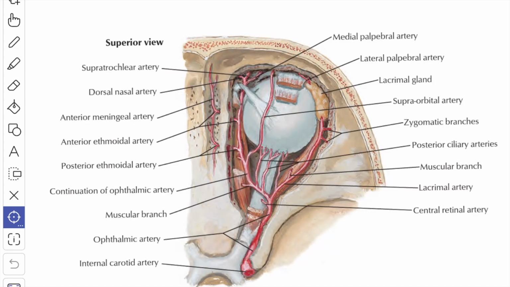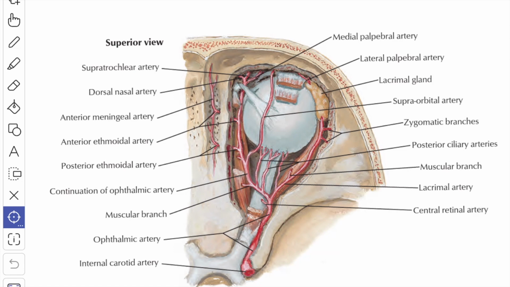The next group are the branches along the lateral wall of the orbit. So, you get the lacrimal artery here. The lacrimal artery passes forward along the upper border of the lateral rectus muscle and supplies the lacrimal gland, eyelid and the conjunctiva. It produces 2 lateral palpebral arteries, one for each eyelid, which anastomose with the medial palpebral artery. In addition to this, you have 2 zygomatic branches and recurrent meningeal artery.